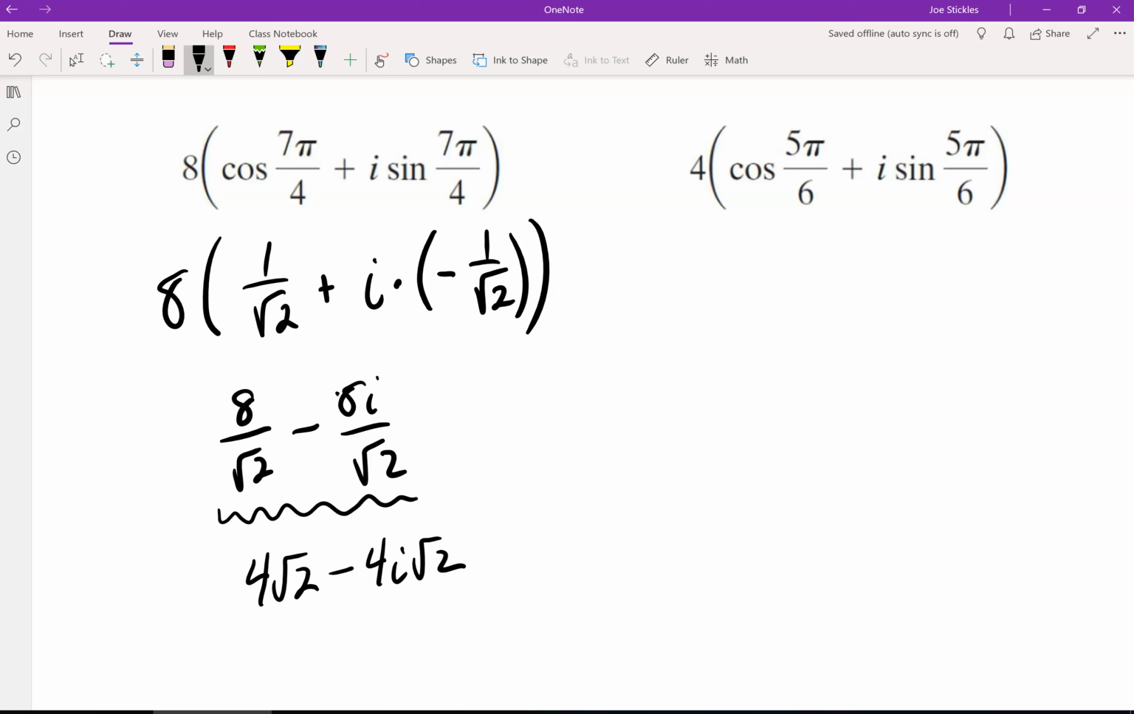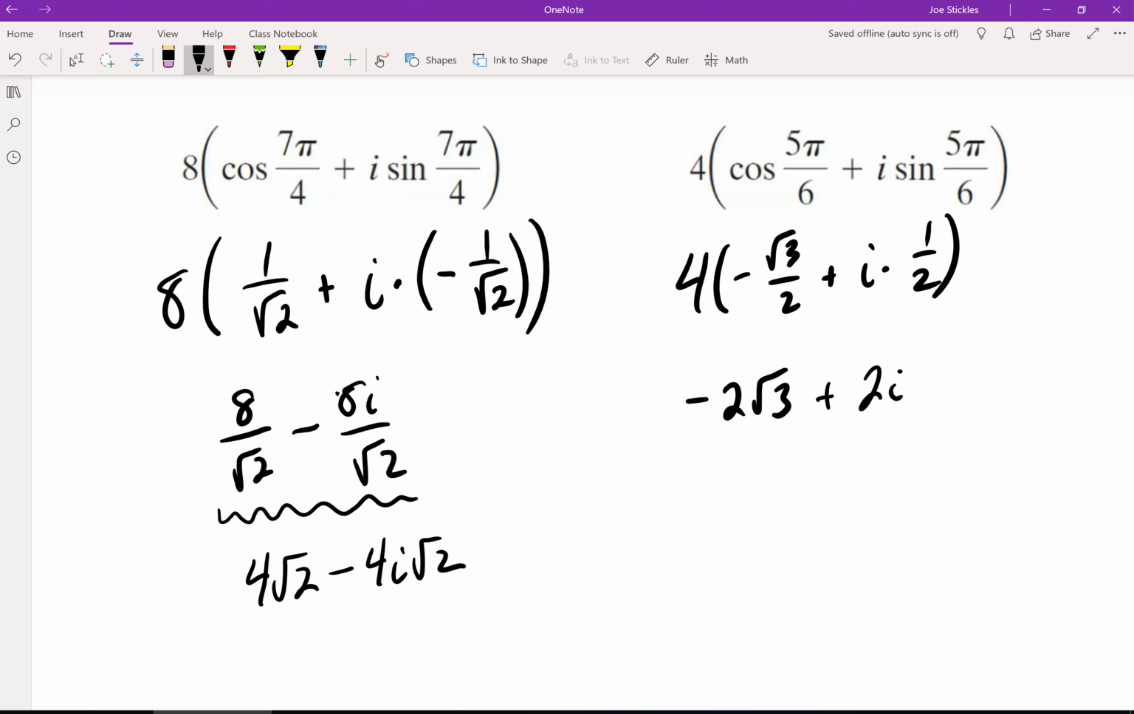Okay, very last one. 5 pi over 6 is in quadrant 2. It's a pi over 6 angle, negative root 3 over 2. Again, quadrant 2, sine is positive. It's a root 3 over 2 angle, so it's a 1/2. And then distribute your 4. 2 goes into the 4 twice, so you get negative 2 root 3, and then 2i. So this would be your final answer in this case.